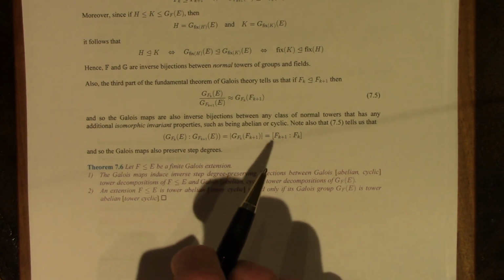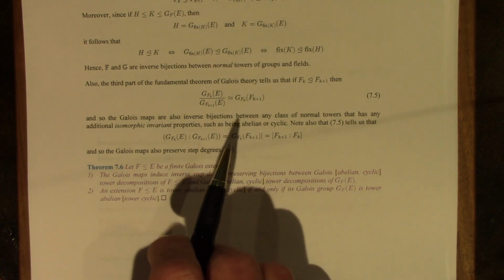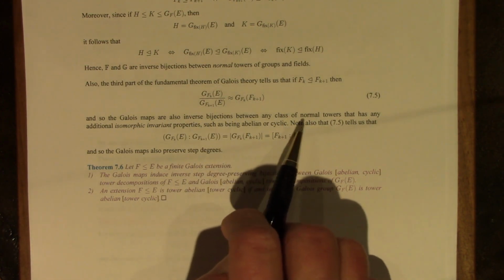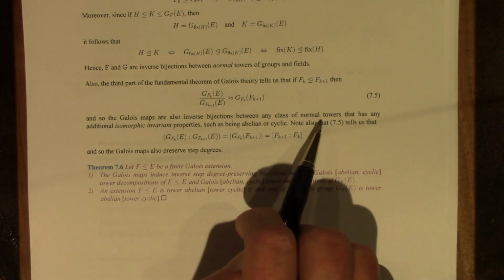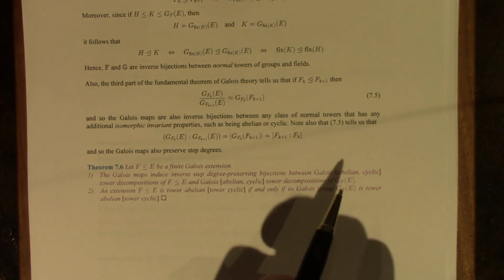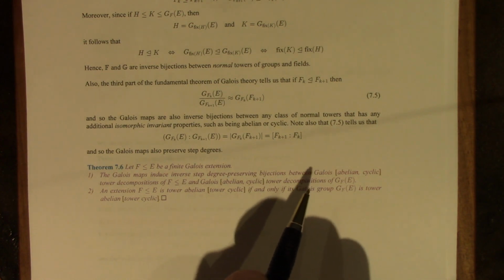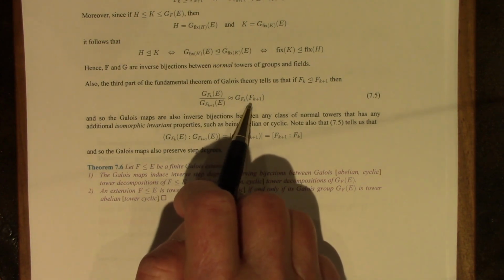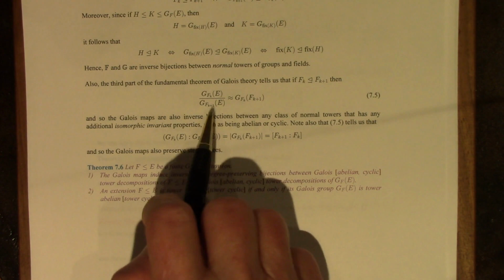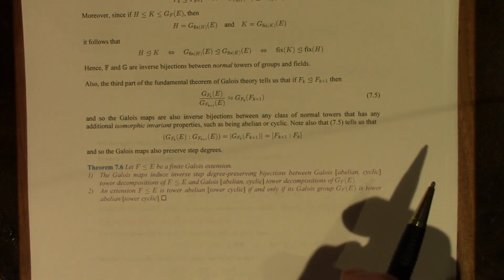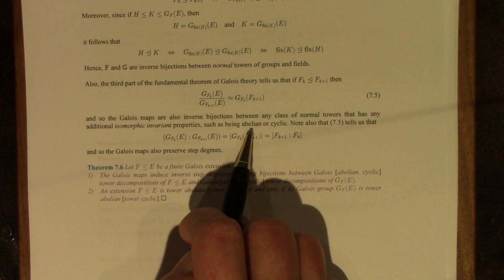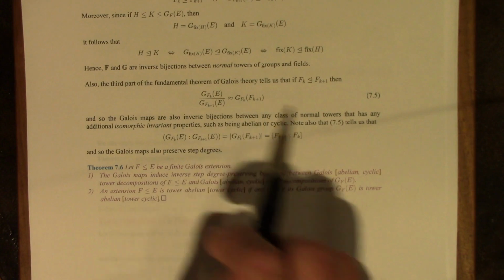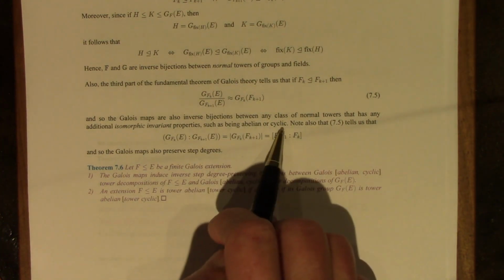So the Galois maps are also inverse bijections between any class of normal towers that has an additional property, as long as that property is isomorphic invariant. In other words, if the property holds on one side of this, it also holds on the other side. And the critical examples for us are being abelian or cyclic. If either one of these is abelian, the other one is. And same for cyclic.